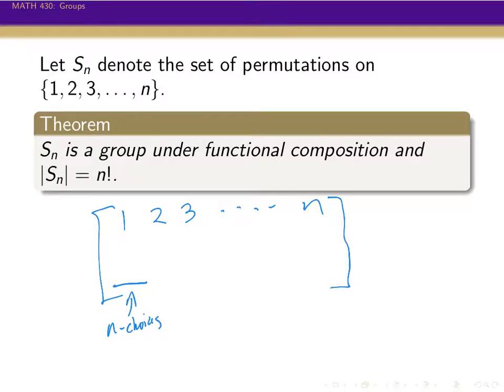And then after that choice is made, how many choices then do we have for 2? Well, 2 can go to anything except for what 1 was sent to, because that would mean that it's no longer 1 to 1. And so 2 has n minus 1 choices. 3 can now go to anything except for what 1 and 2 went to. So it has n minus 2 choices. And we can just keep on going down until finally, when we get to the last one, once we know what 1 through n minus 1 got sent to, there's only going to be one thing left.